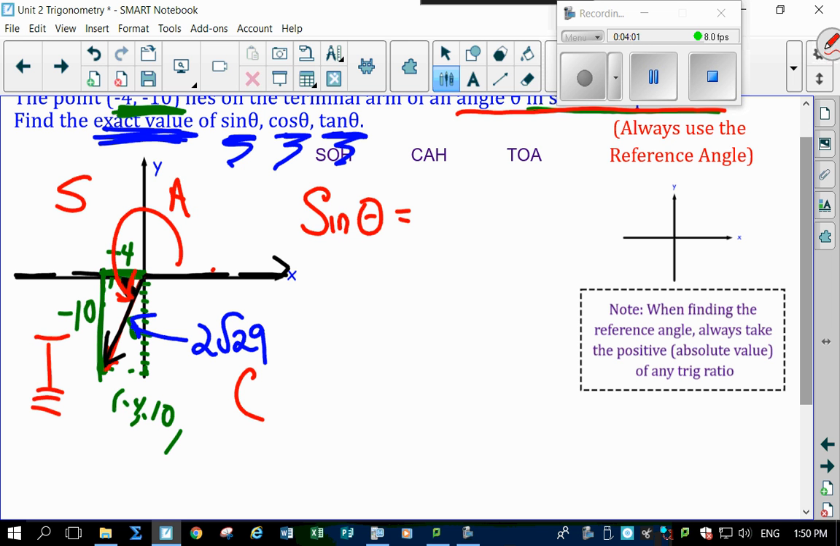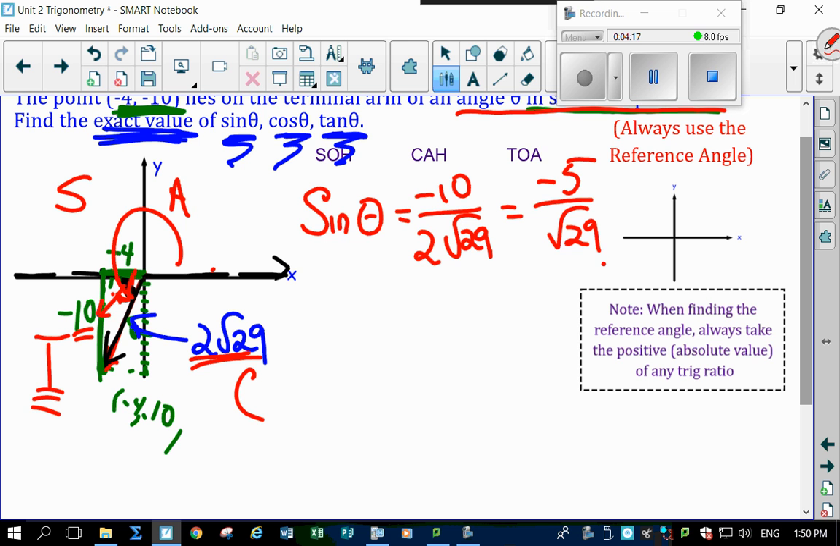Include the negatives. Sine of theta, which would be, think about it, opposite over hypotenuse. So now you've got -10, opposite, over hypotenuse, 2 root 29, which is actually -5 over root 29, simplified. There you go.